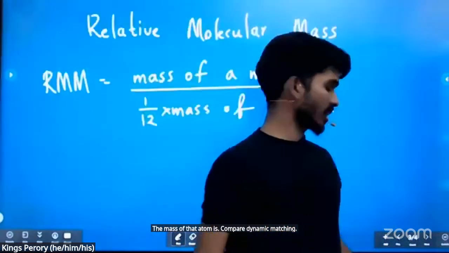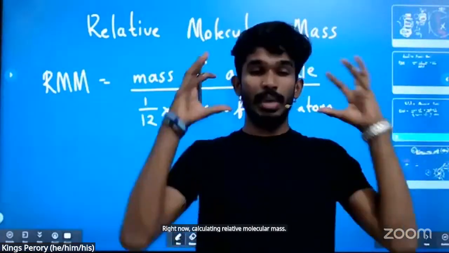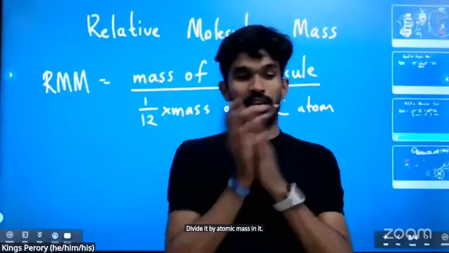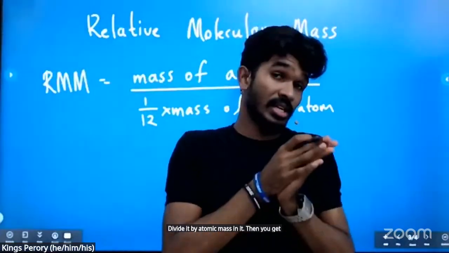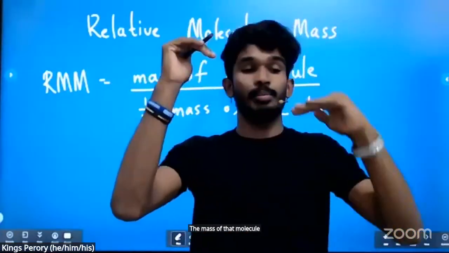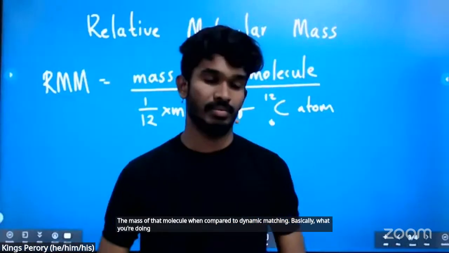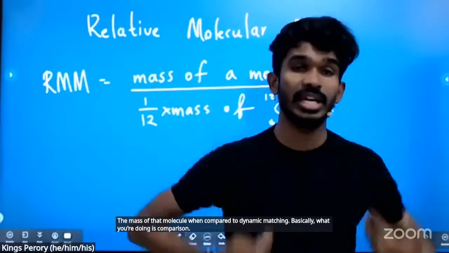When you are calculating relative molecular mass, you take the mass of a molecule divided by the atomic mass unit. Then you get how many times the mass of that molecule is when compared to the atomic mass unit. Basically, what you are doing is comparison. How many times comparison?